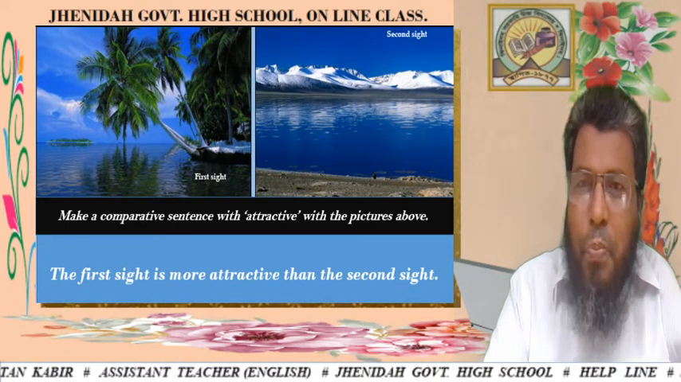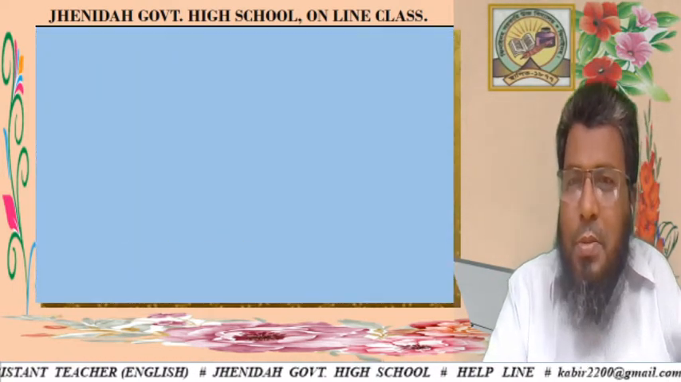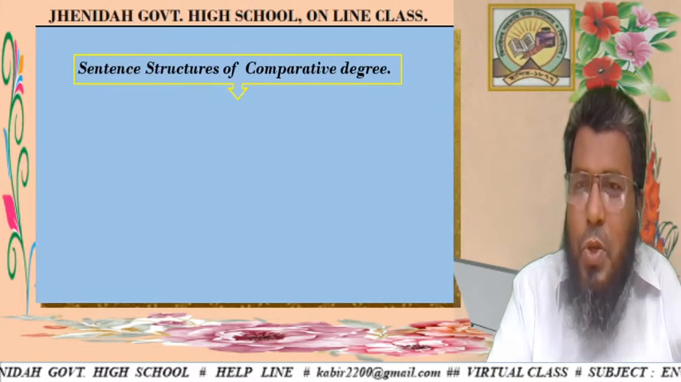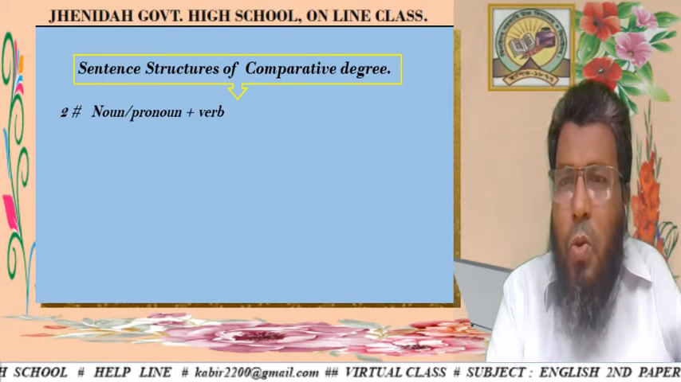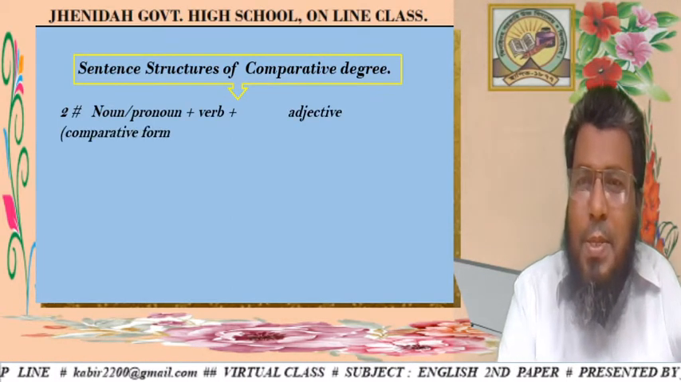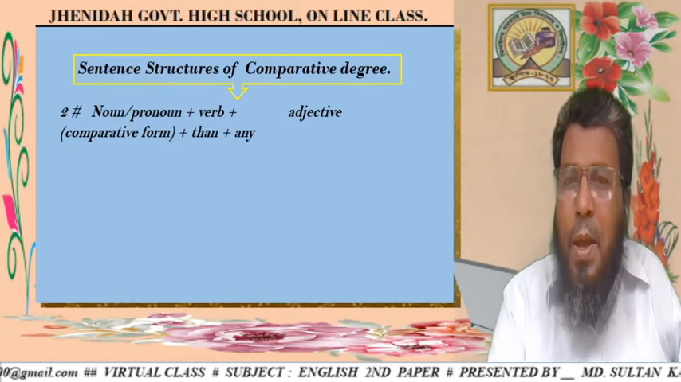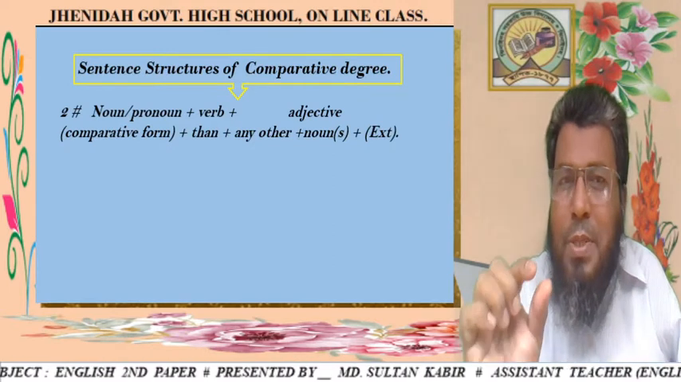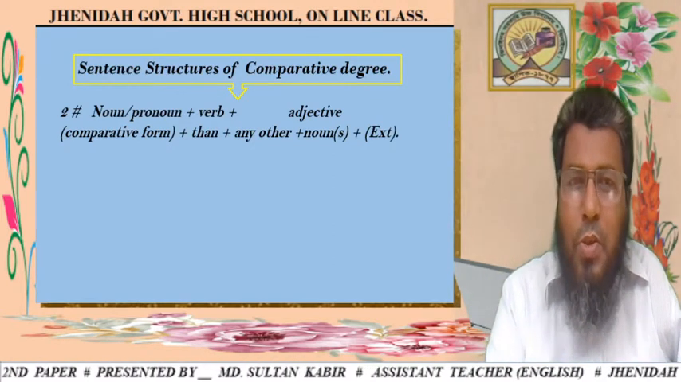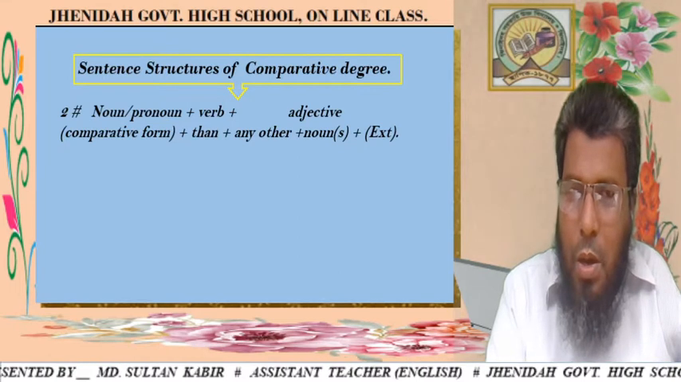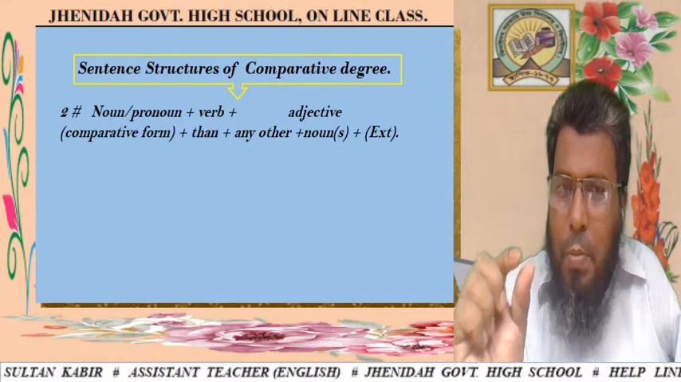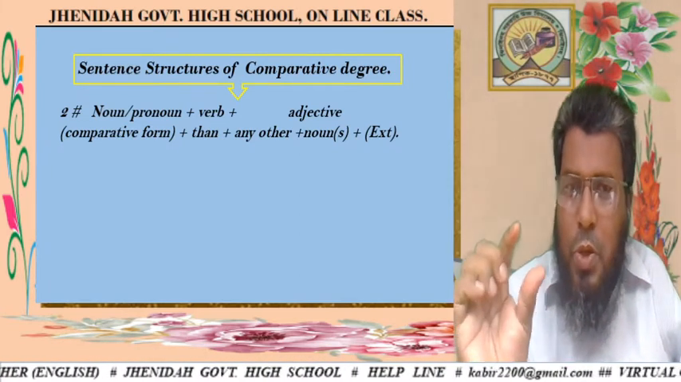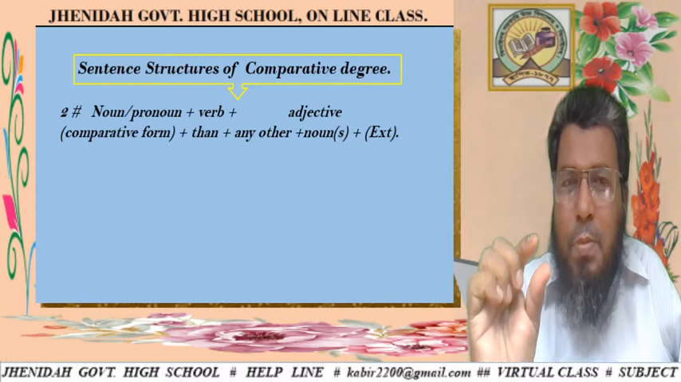Now, thank you. So, my dear learners, now there are more structures of the comparative degree. Look at the second structure here: noun or pronoun plus verb plus adjective in the comparative form, and then plus any other plus noun(s). That means the noun must be singular. Am I clear here? The beginning of the comparative degree is a noun or pronoun, then the verb is the common structure, and the adjective must be in comparative form.